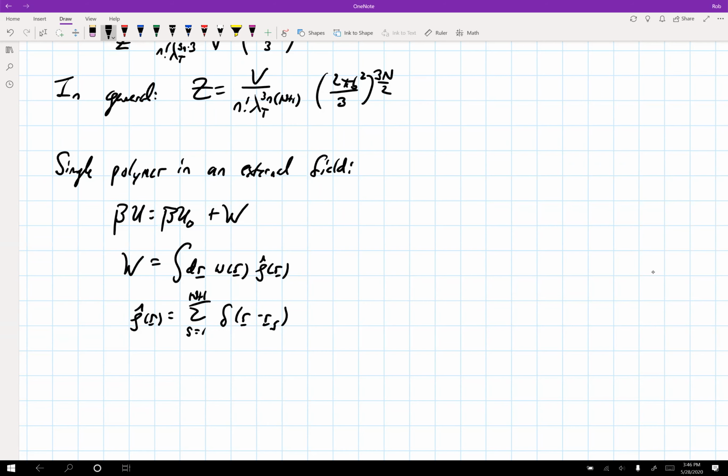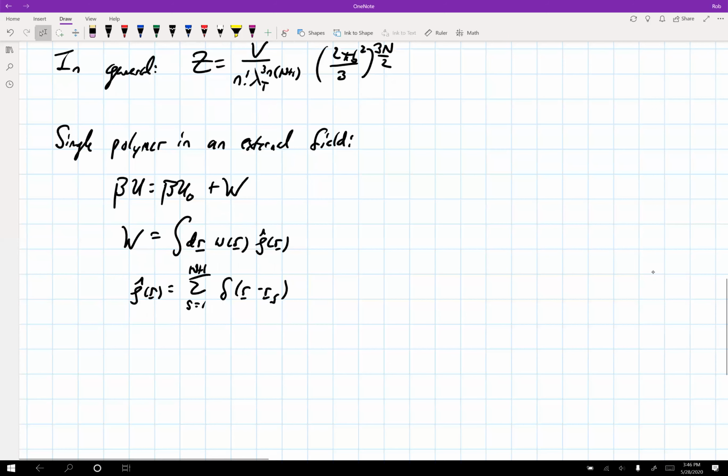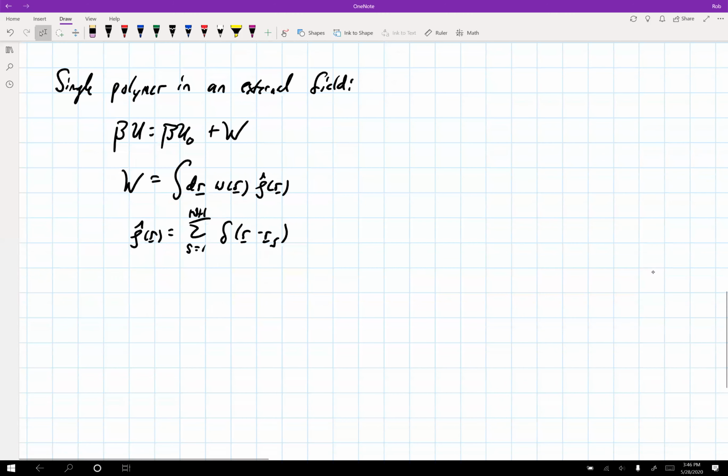The only difference now is that when we're doing the single molecule version of this, we still have all of the monomers along the polymer backbone. And so if we use this, then of course we can rewrite W as the sum over S equals 1 to N plus 1 of W of R sub S, right? We just evaluate it at the monomer positions.